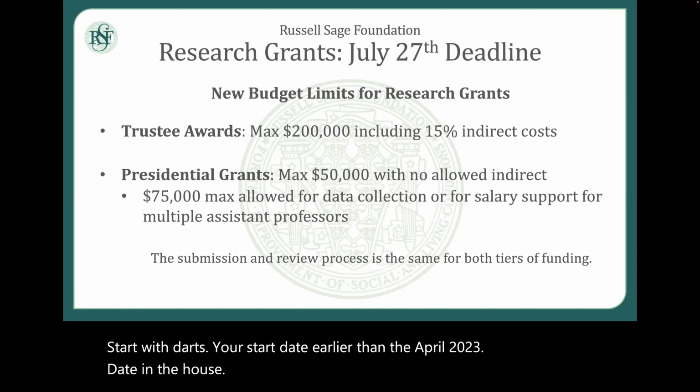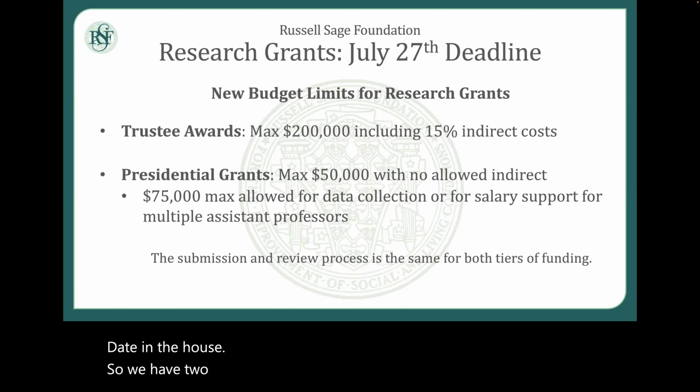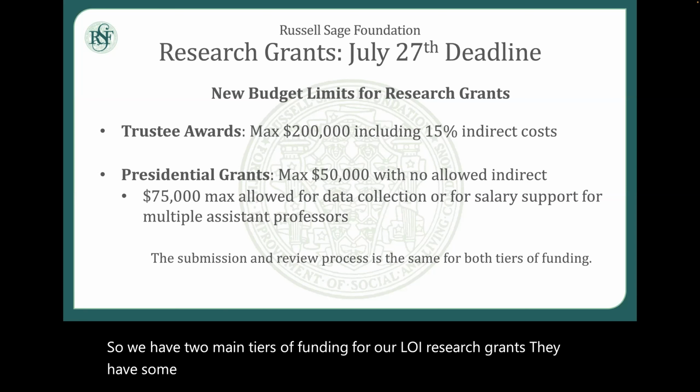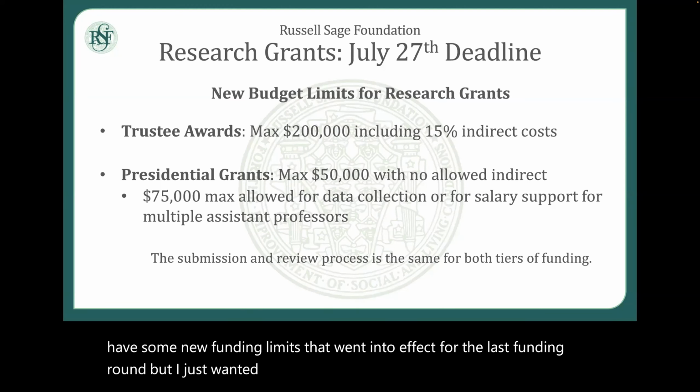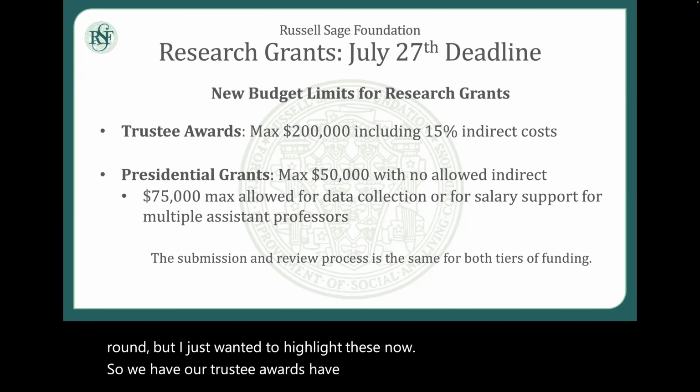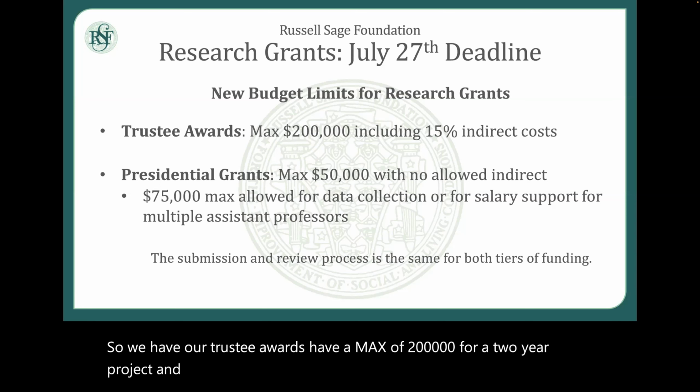So we have two main tiers of funding for our LOI research grants. They have some new funding limits that went into effect for the last funding round, but I just wanted to highlight these now. Our trustee awards have a max of $200,000 for a 2-year project, and that includes 15% overhead, otherwise known as indirect costs.